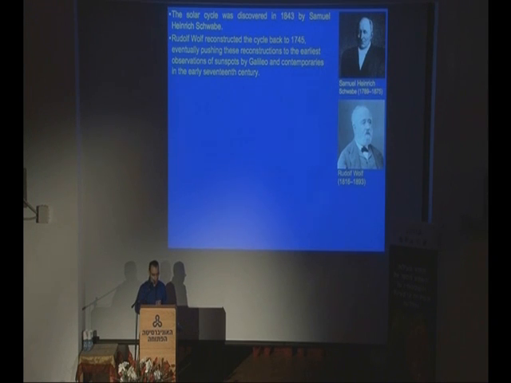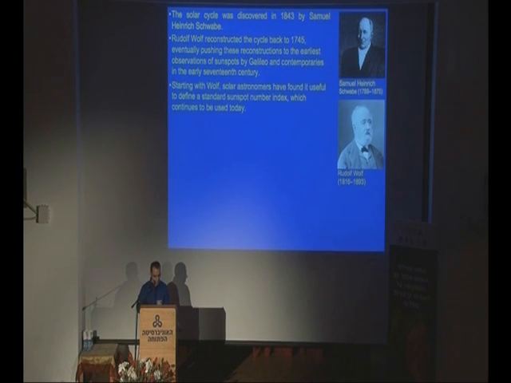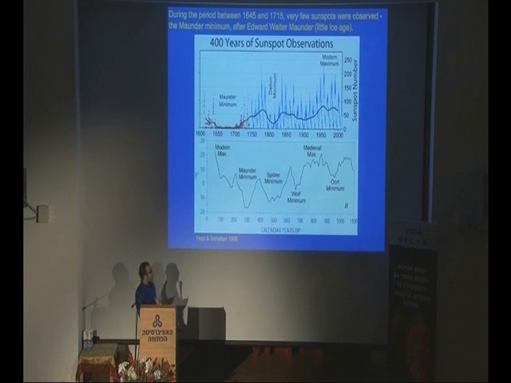Then Rudolf Wolf, who also worked in that observatory, reconstructed the data back to 1745 and even to earlier times. Solar astronomers have found it useful to define a standard sunspot number index to quantify the level of activity of the sun. They also noted that there was a period of time where the number of sunspots was really low. That's the famous Maunder minimum.